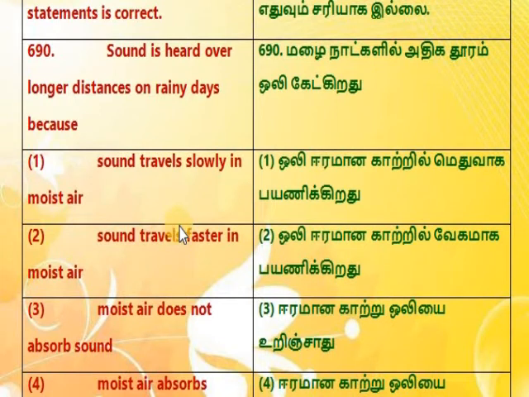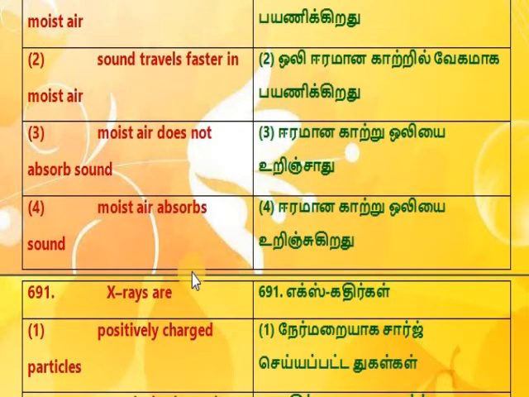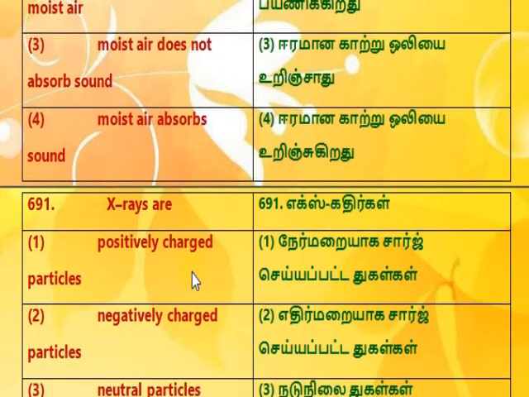690. Sound is heard over longer distances on rainy days because: 1. Sound travels slowly in moist air, 2. Sound travels faster in moist air, 3. Moist air does not absorb sound, 4. Moist air absorbs sound.